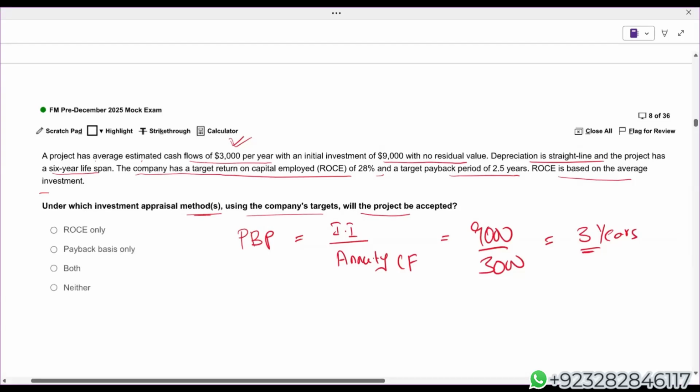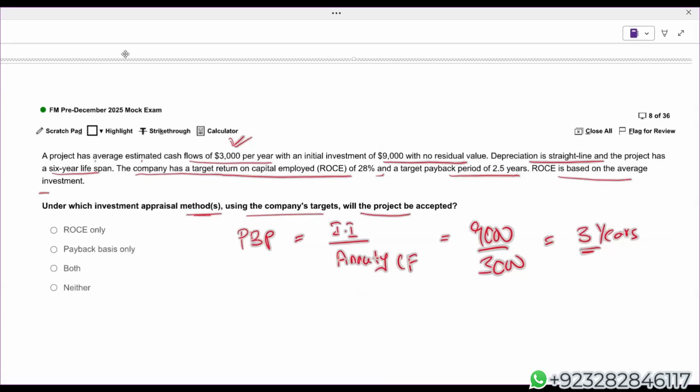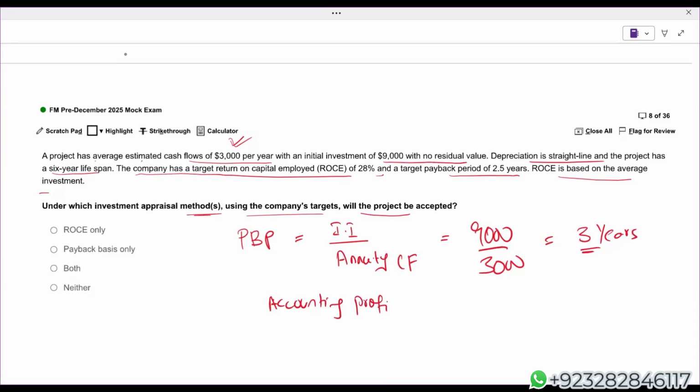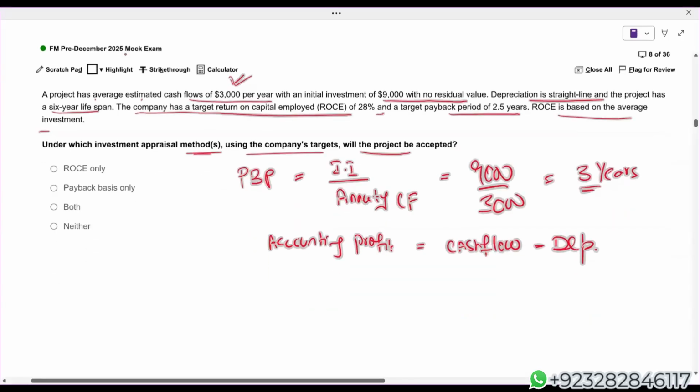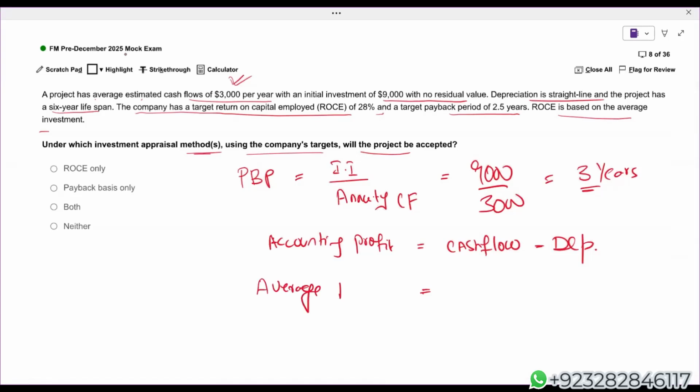Let's go for ROCE. Now the examiner has given us cash flow, but in ROCE, we need profit. So basically your accounting profit is equal to cash flow minus depreciation. Okay, we can do one thing. We have 3,000 per year. Keep watching. I can calculate. I need the average annual accounting profit.